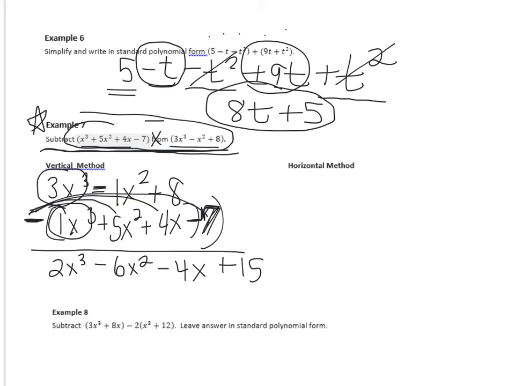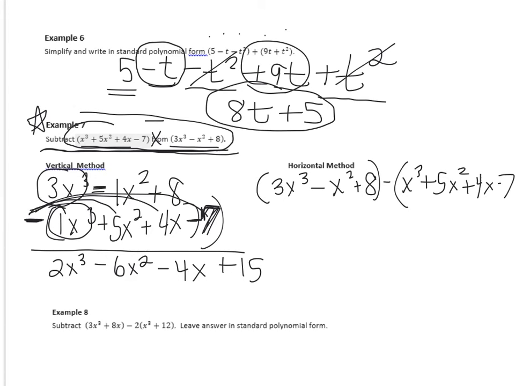You might find the vertical method easier when you're adding, but trust me when I tell you, you're going to want to use the horizontal method when you're subtracting. So here's what I tell kids to do when you're subtracting. First, write it out. 3x to the third minus 1x squared plus 8. From that, we are subtracting 1x to the third plus 5x squared plus 4x minus 7.